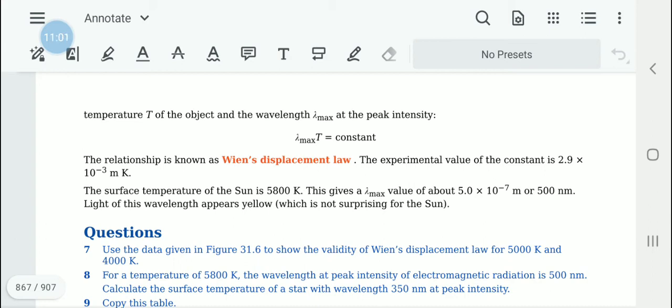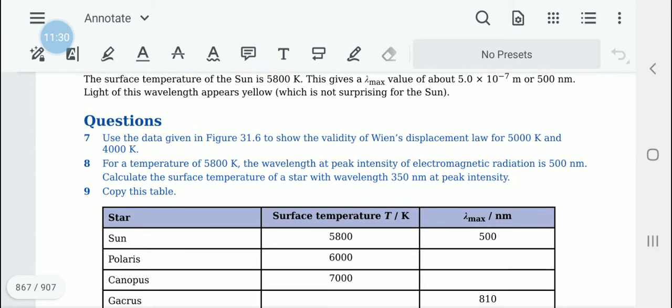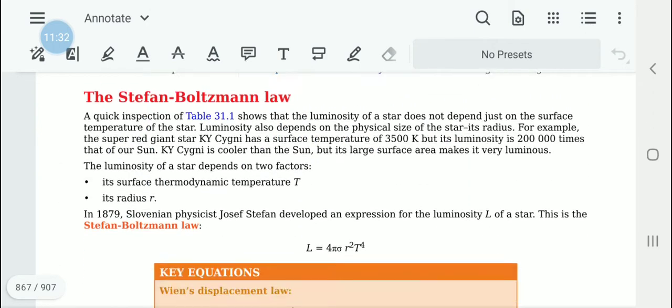So the surface temperature of the sun is 5800 Kelvin. As a result, we can calculate the lambda max value, which is going to be 5 into 10 to the power minus 7 meters or 500 nanometers. Therefore, light of this wavelength would appear yellow, and we know that it is true for the sun. Write down a note before you go to the questions.